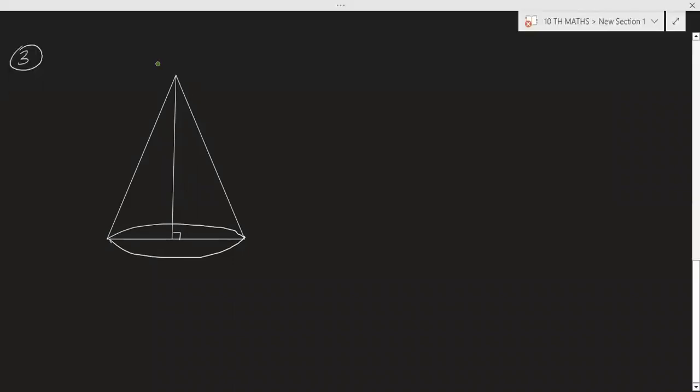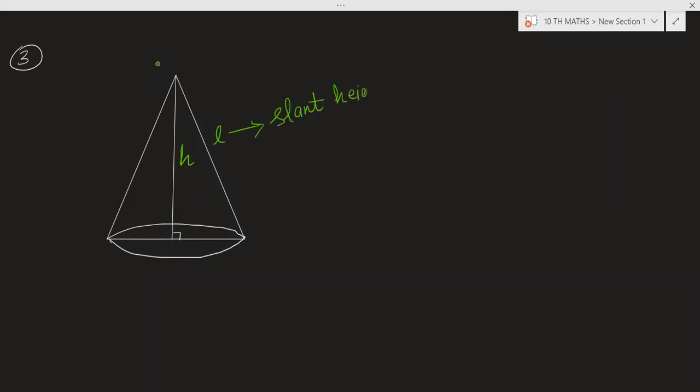So this right circular cone has the height h. L is the slant height. What is L? L is known as the slant height. And radius of the cone is R. Radius of the base of the cone is R.